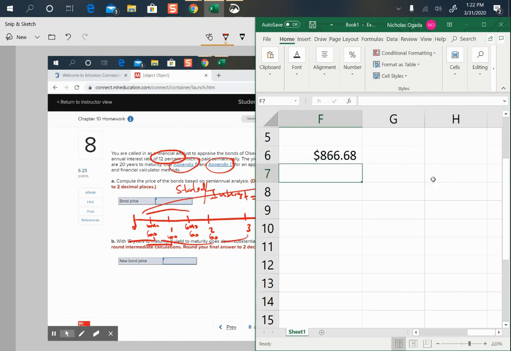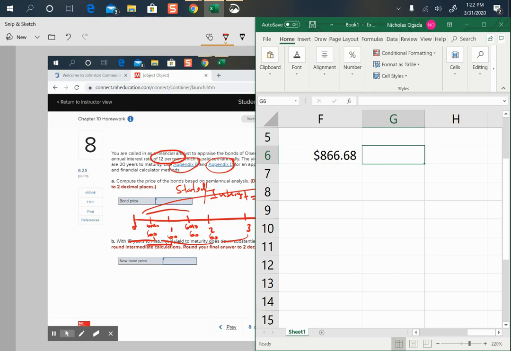And that will give us the present value of this bond. So the present value of this bond is $866.68. There's also another way to look at it. Again using Excel, you'll determine the present value of the annuity payments, which is basically the $60 each period here, and then you can also determine the present value of the face value at maturity.